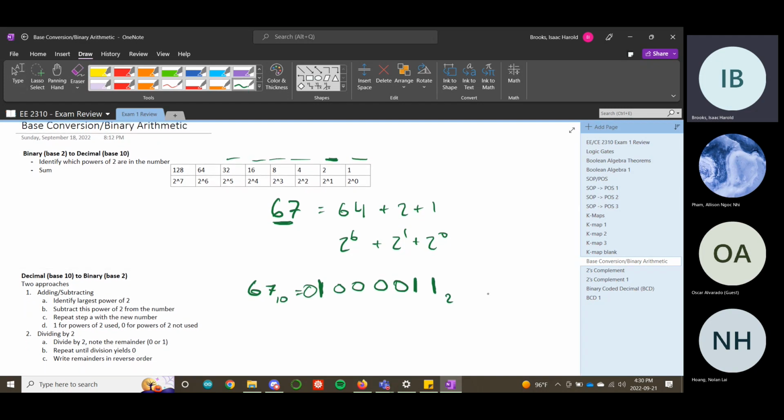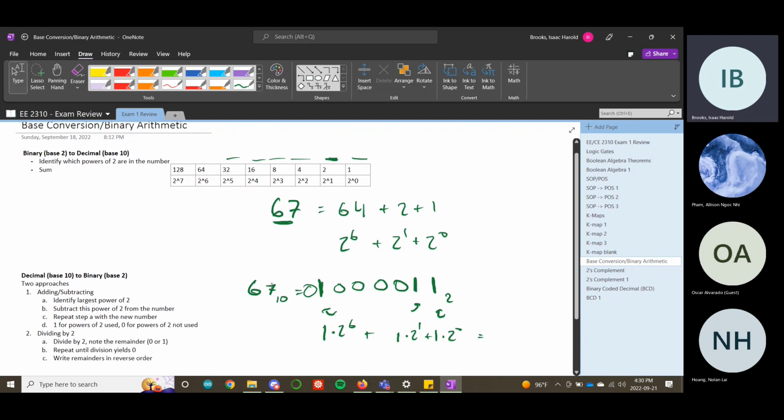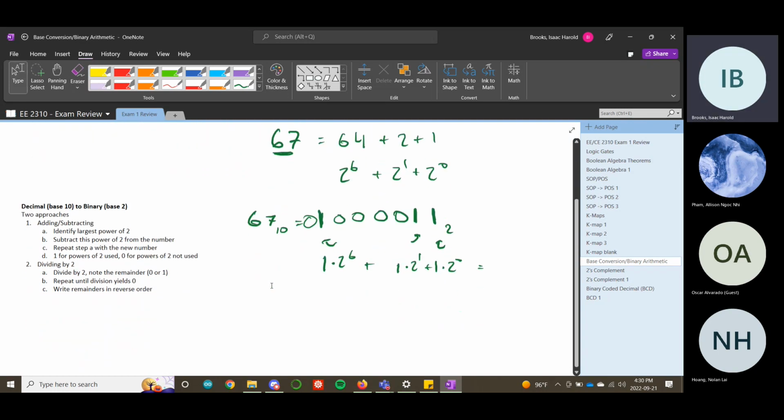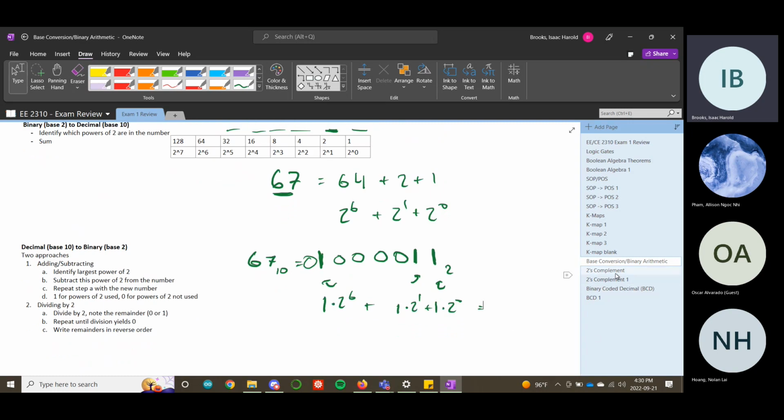To go the other way, we would notice that this is 1 times 2 to the 0, this is 1 times 2 to the 1, and this is 1 times 2 to the 6. And we just add those all up. We can do more examples, but I think 2's complement and K-maps are the big beast of this exam. Okay, so let's talk about 2's complement.